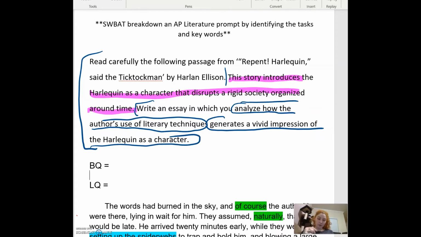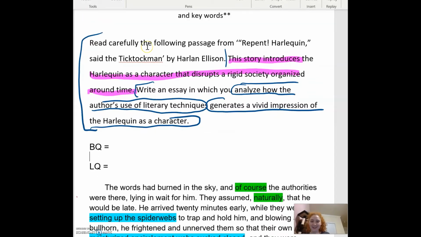So most prompts, especially Q2 prompts, will have 2 tasks for you. And in my class, we call it the big question and the little question. The little question is the one that you can pull from the text and you can use facts to answer. It's asking you for something that's black or white or in the words. So when it says the use of literary techniques, that's the little question. I'm going to write it down below here.